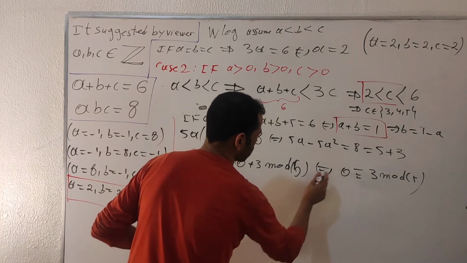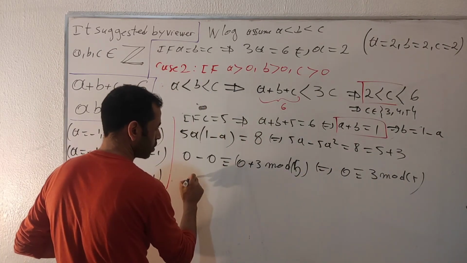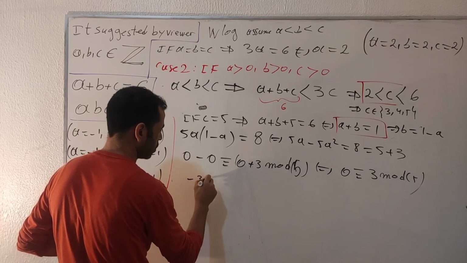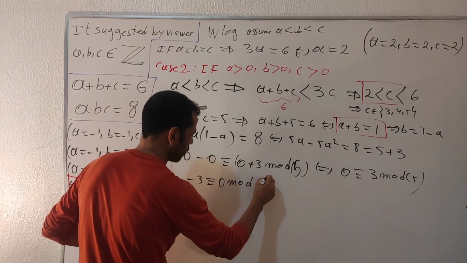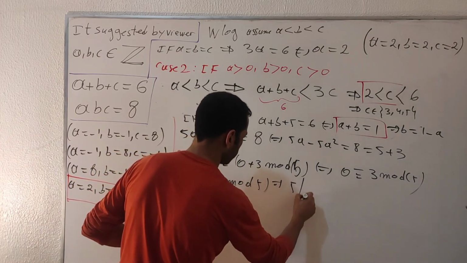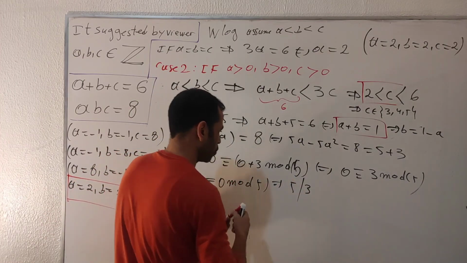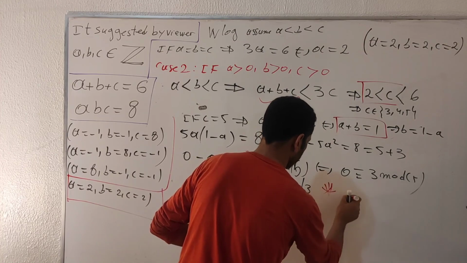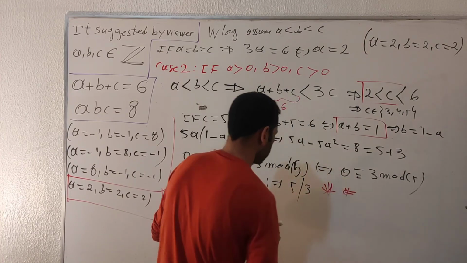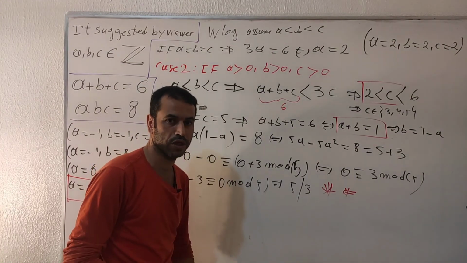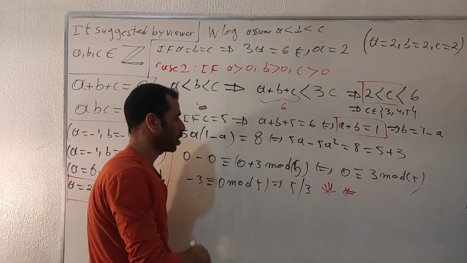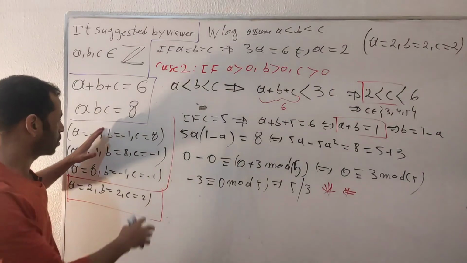By taking 3 to the left, I get minus 3 is congruent to 0 mod 5. This one is telling us 5 divides 3, which is clearly a contradiction, because 5 cannot divide 3. We have proven all the cases and we found we have no solutions besides these solutions.